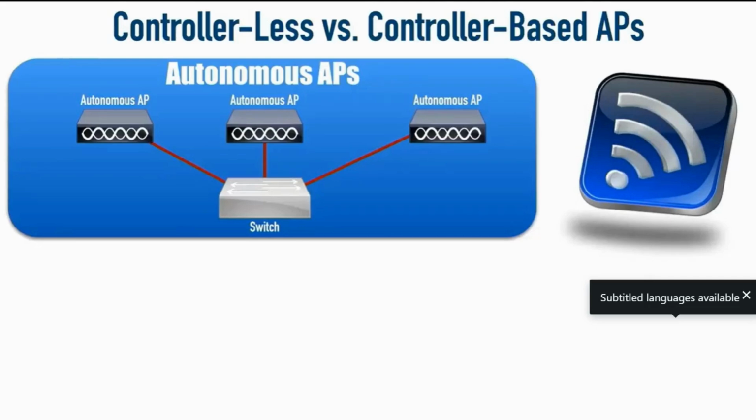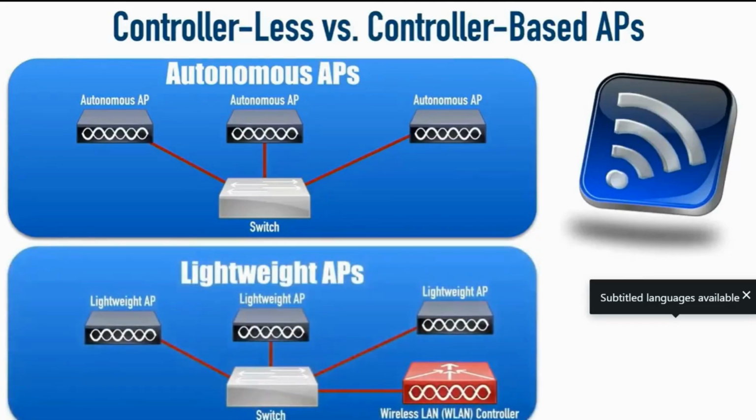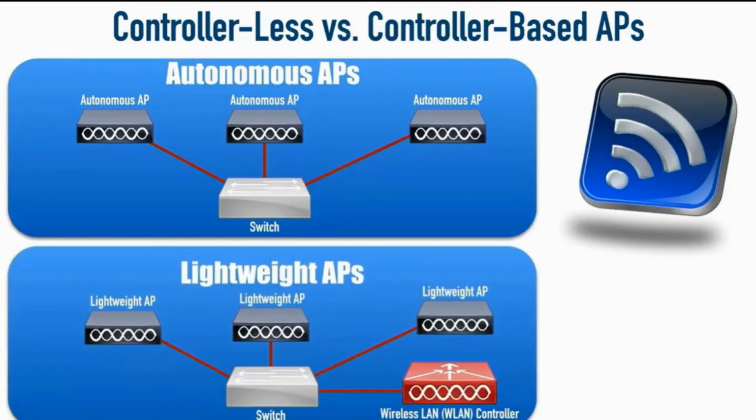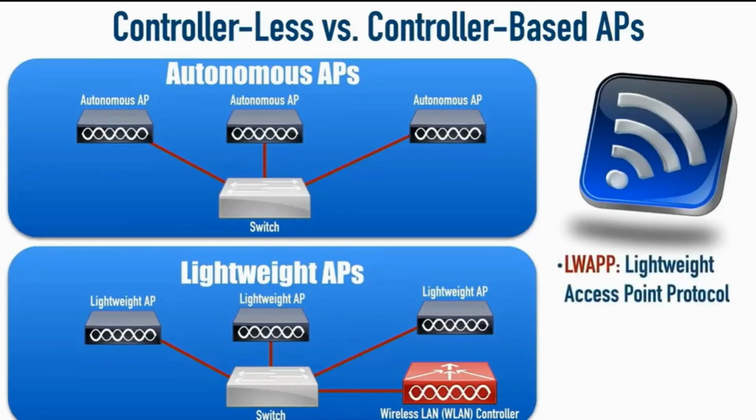So typically in an enterprise environment, we're going to use lightweight access points. With lightweight access points, we're going to be able to configure and control multiple access points from a single wireless LAN controller. And the traffic typically goes from one access point through the wireless LAN controller and then out to the egress access point. And the protocol that we used to use between a wireless LAN controller and an access point was called LWAPP, the Lightweight Access Point Protocol.